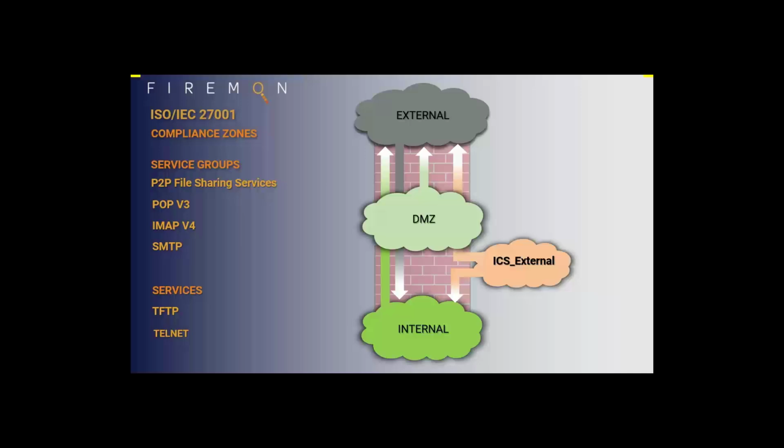Those zone-based controls will be testing whether access is permitted over the ports required for P2P file sharing applications, POP v3, IMAP v4, and SMTP service groups, which are configured by default in the FSP, along with specific checks for TFTP and Telnet services.